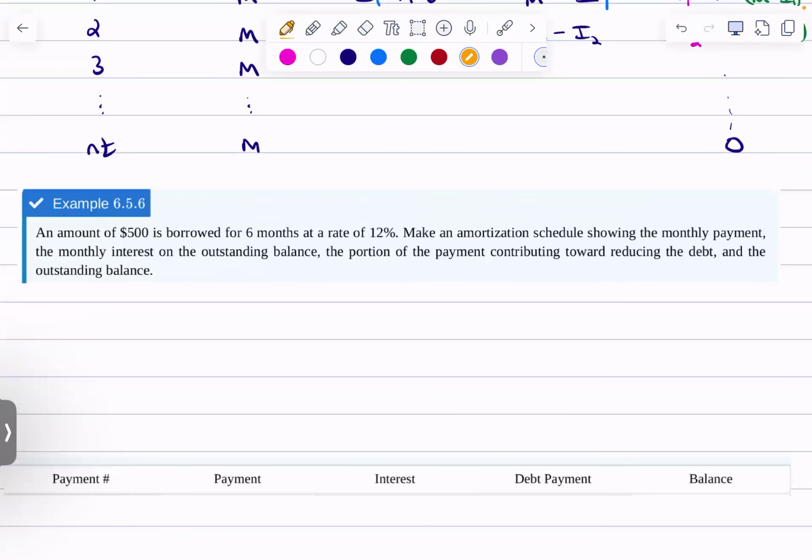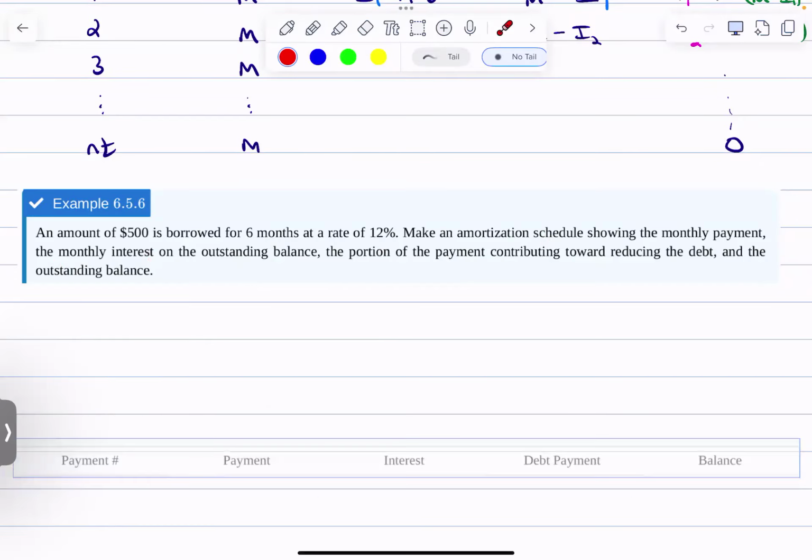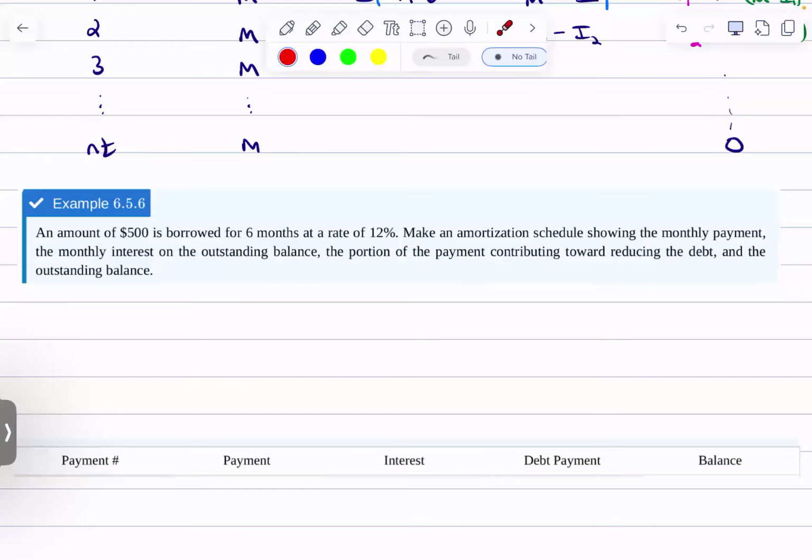Now we're ready for an example. An amount of $500 is borrowed for 6 months at a rate of 12%. Make an amortization schedule showing the monthly payment, the monthly interest on the outstanding balance, the portion of the payment contributing toward reducing the debt, and the outstanding balance. And so we're going to have this table here that we're going to fill in.